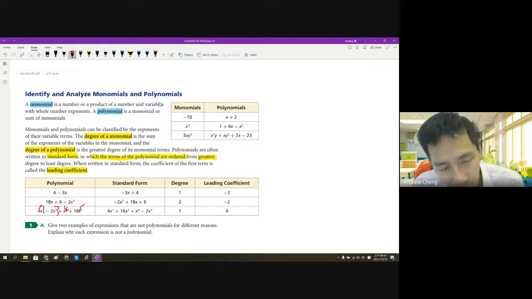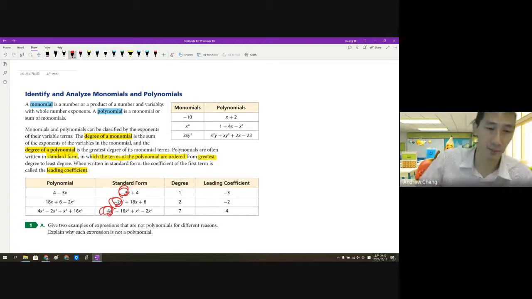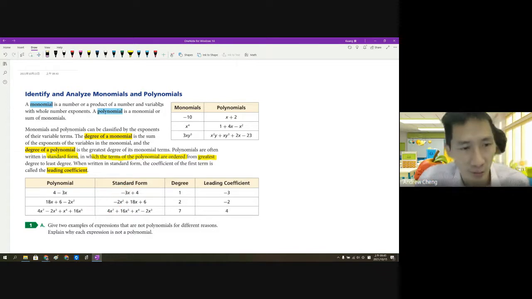When the polynomial is written in standard form, the first coefficient we call the leading coefficient. So this is -3, -2, 4 is our leading coefficient. Okay, that's the first property or understanding of polynomials.